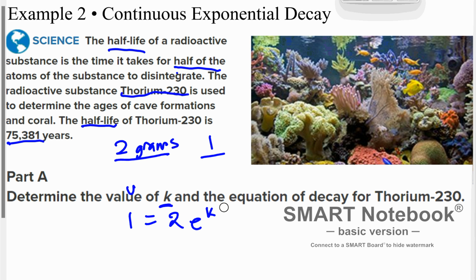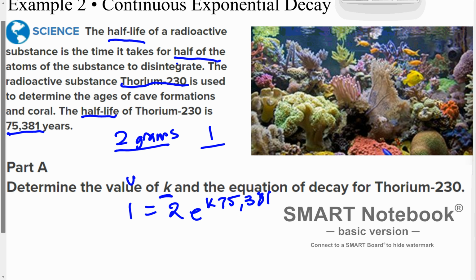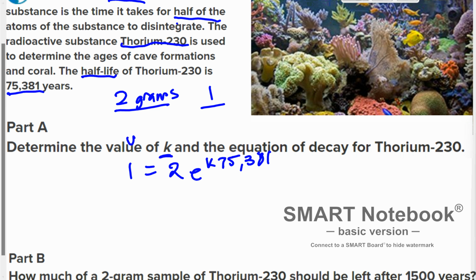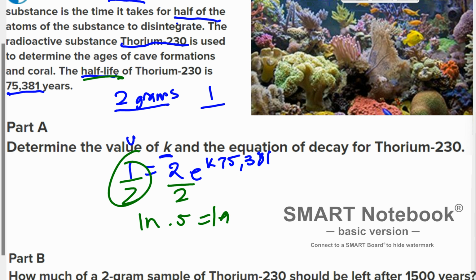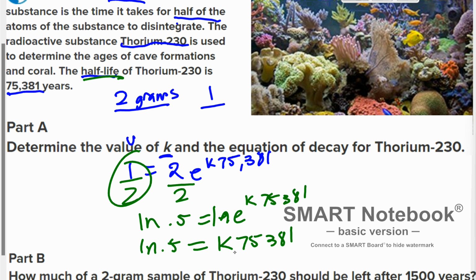And so we know our t. Sometimes it's confusing for students because it's just saying a half. Well, there's no A given to you. Well, you don't need an A because when you divide here, you will get a half because it's a half-life. Okay, so then I'm going to take ln of both sides, so ln of a half, or 0.5, will equal ln of e, but isn't that just 1? So can I just bring this exponent down and get k times 75,381 equals ln of 0.5, and then I can just divide by 75,381.